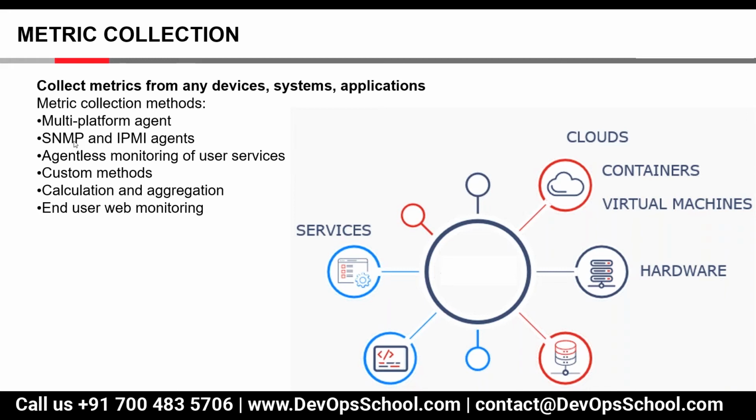Then we have agentless monitoring, as I told you. Then we have the custom methods. In custom methods, it's a similar way. We can create our own template. We can run a particular script which gives me particular values of information, and we can show it on the Zabbix dashboard, and accordingly we can alert the user.